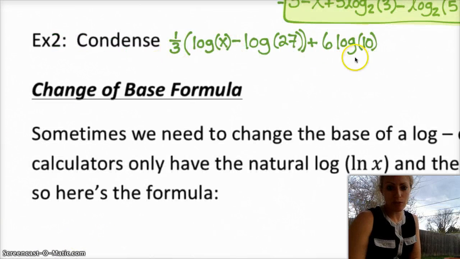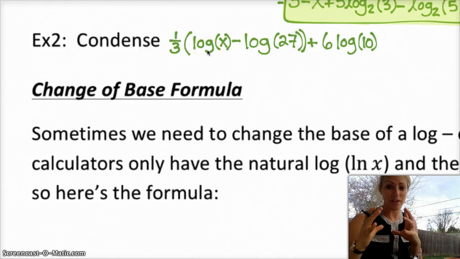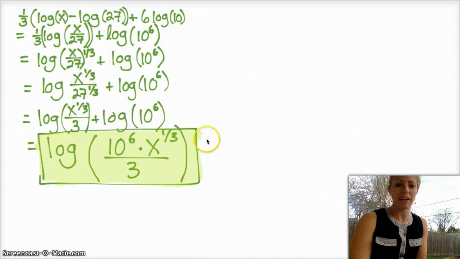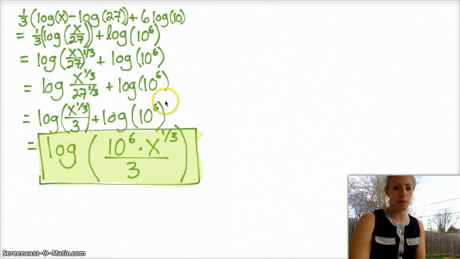Okay, here's example 2. Go ahead and try it. We're trying to condense everything into a single log. One log. Okay, and there's the answer for that problem. Okay, so go through those steps. I tried to be really clear about my steps, so hopefully you can figure out where those came from.